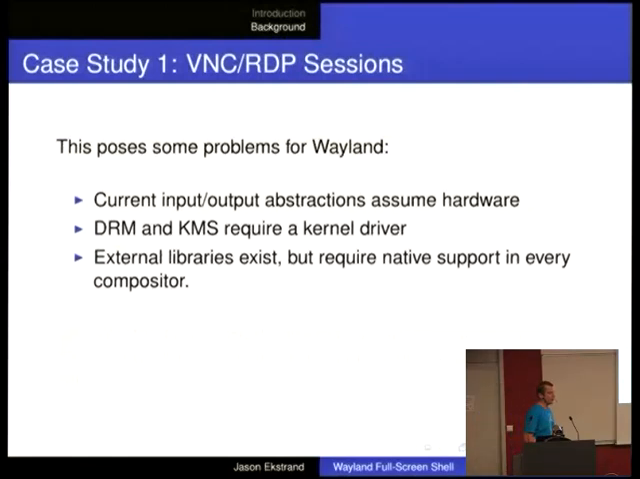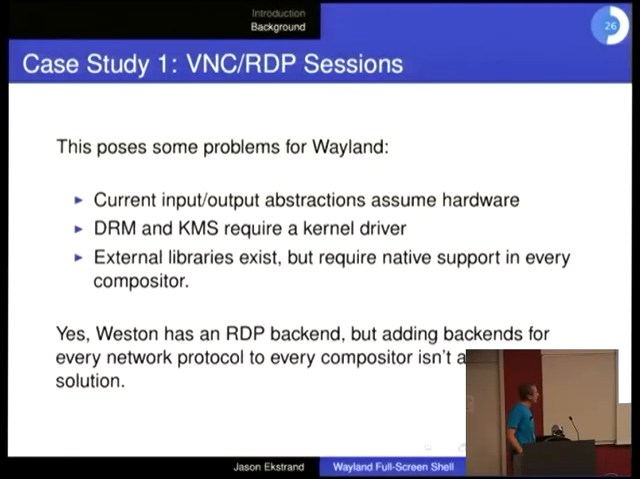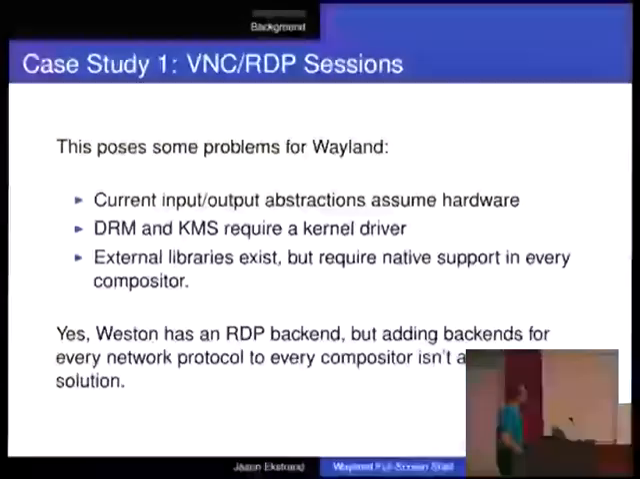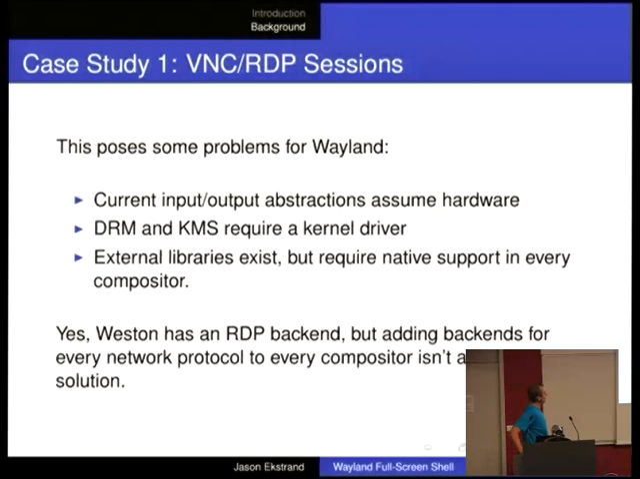And we have external libraries. FreeRDP is a library. There are VNC libraries. But this requires every compositor to implement every protocol through the library, and you have a combinatorial explosion of VNC implementations, which is also bad. In Weston, which is the reference Wayland compositor, we have an RDP backend, and it works pretty well. But again, this is a single backend for a single compositor, which is not a long-term solution.